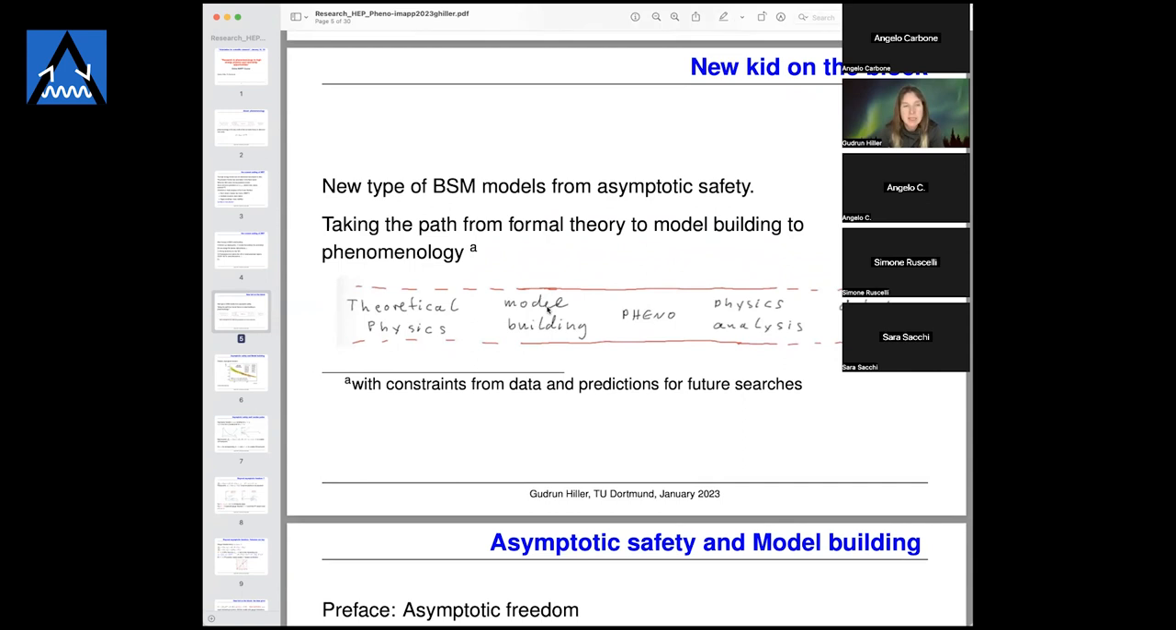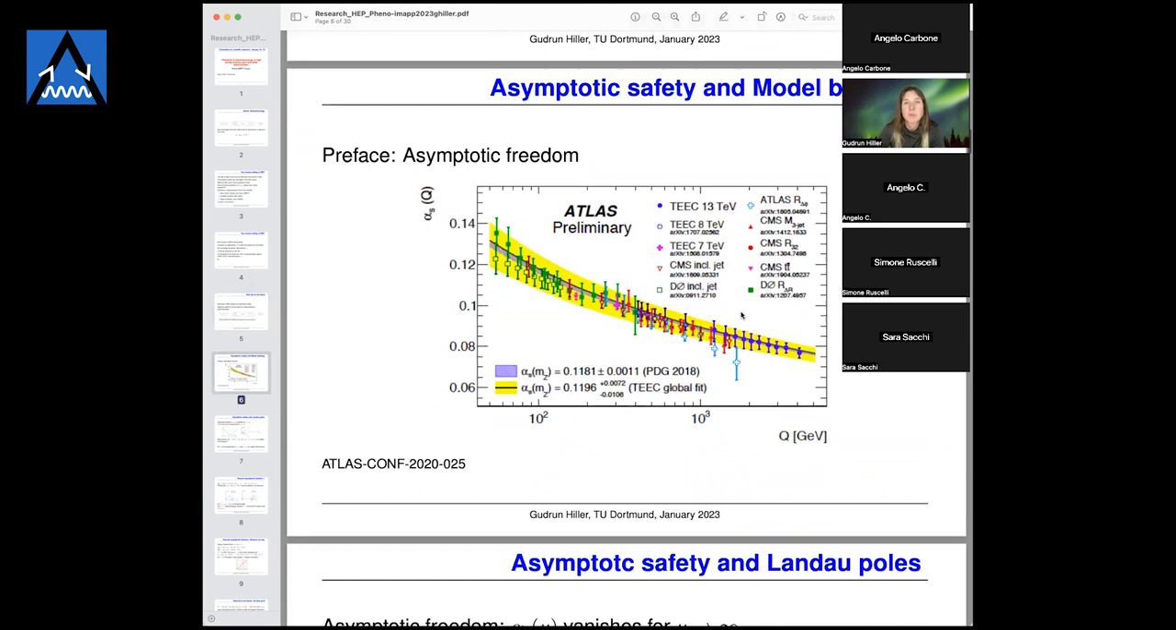So as a theorist, you start with a theoretical idea. It can even be formal, but I would like to take you with me on this journey from this very left to phenomenology, where we can talk about cross sections and branching ratios and so on. And then of course, to make this plot go really from left to right, we need to have some experimental friends to look for our model at the LHC. Okay, let's do that. Let's start with asymptotic safety and model building.